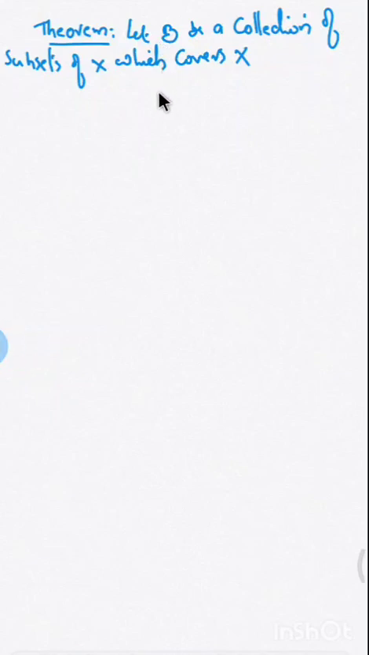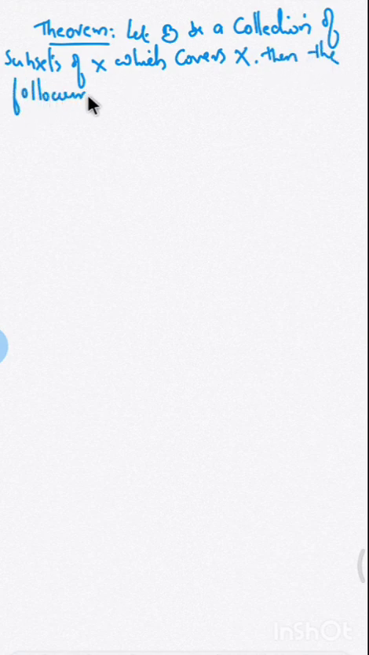Today we are going to discuss some equivalent conditions of base for a topology. Okay, we will start with the theorem. The theorem says: let script B be a collection of subsets of capital X which covers X. Then the following conditions are equivalent. Okay, let's see what the conditions are.